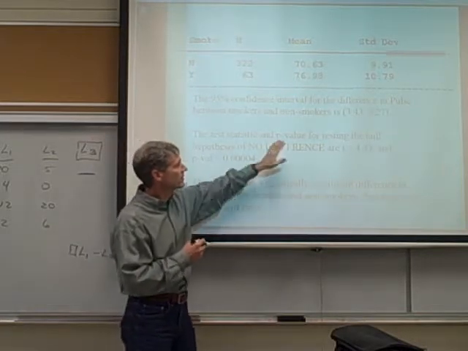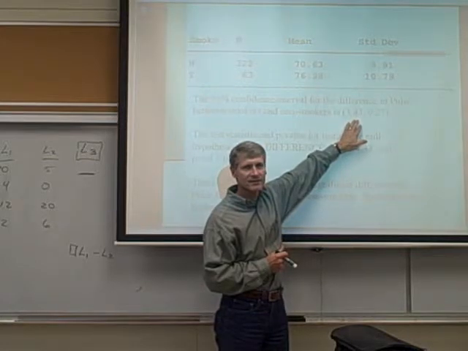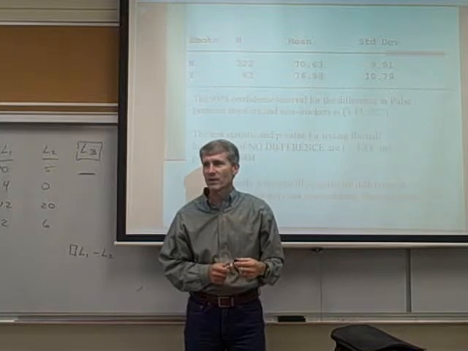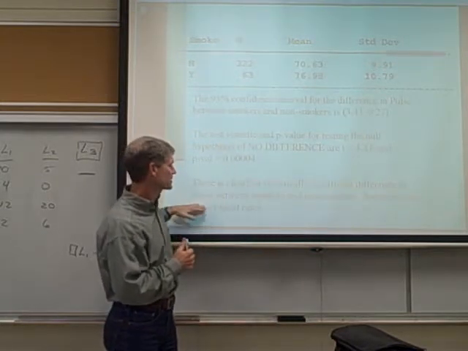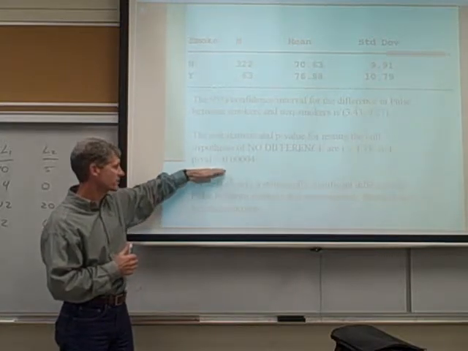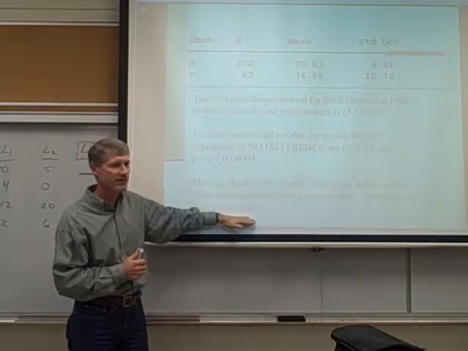Since what is not in there? 0. Since 0 is not in there, we say there is a statistically significant difference. Smokers' heart rates are higher. Okay, so that's down here. And here's the p-value for the test if we did a hypothesis test. So we reject, no difference. Smokers have higher heart rates.